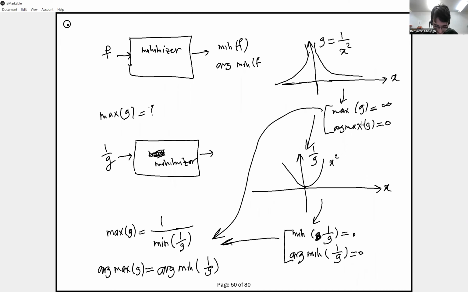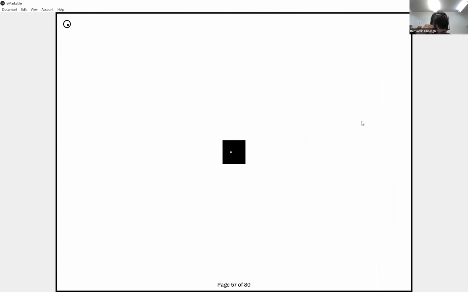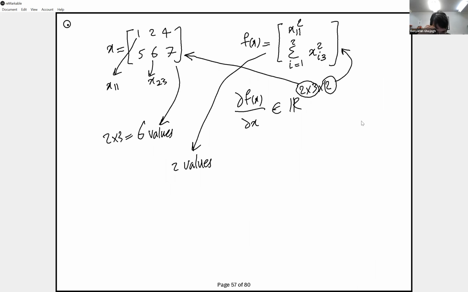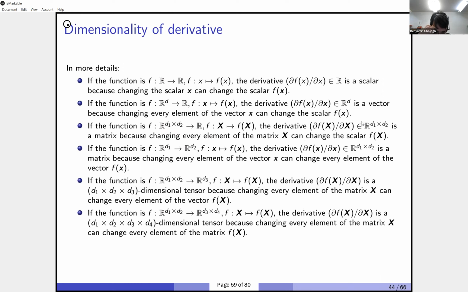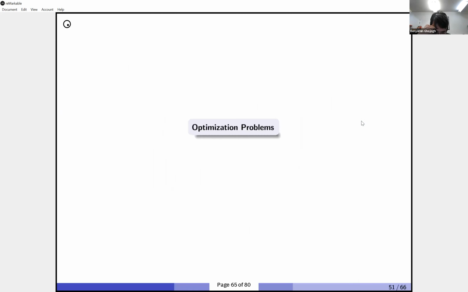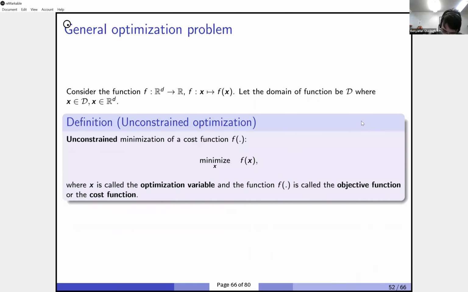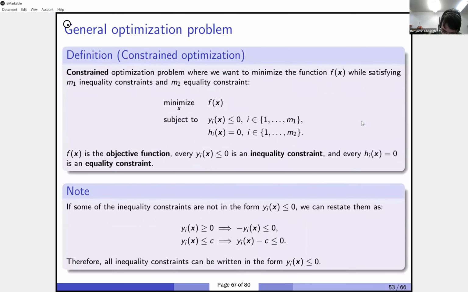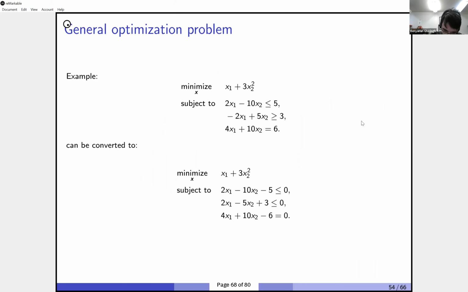So let me bring the page where we were continuing. Okay, optimization problems. So consider a function. Yeah, you are correct. So, optimization problems.